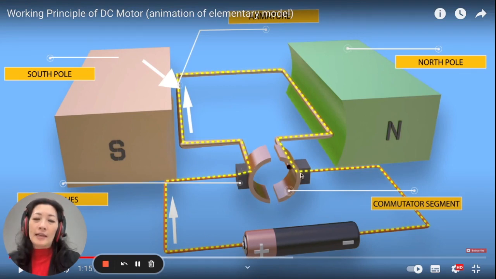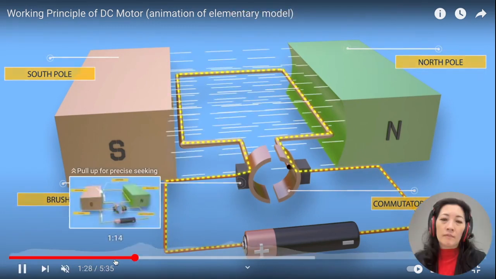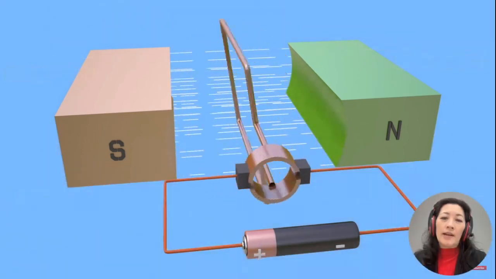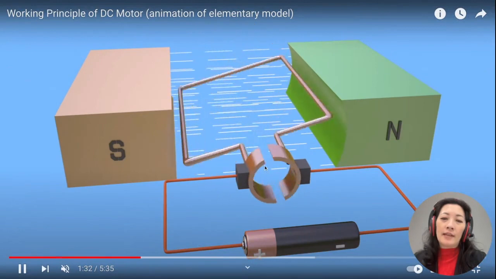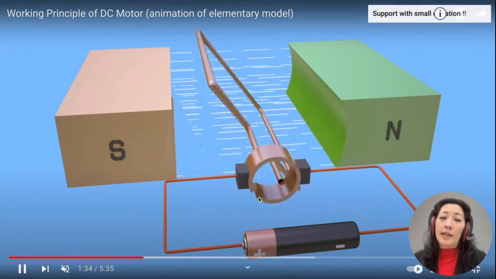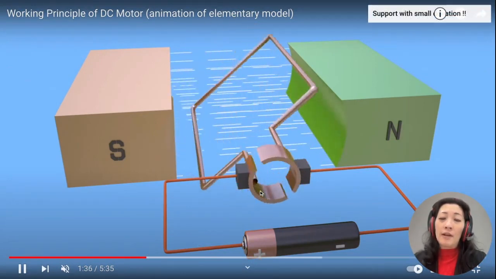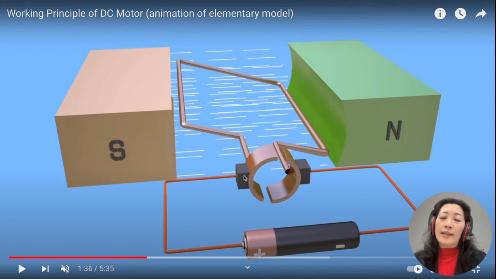And this is a simple representation of what the commutator looks like. So we've got the split ring commutator here, which are the copper half circles. And the black blobs here are actually the carbon brushes. Now, as the coil rotates, can you see that the commutator is rotating together with the coil? The carbon brush stays in place to allow for a continuous connection between the power supply and the coil.